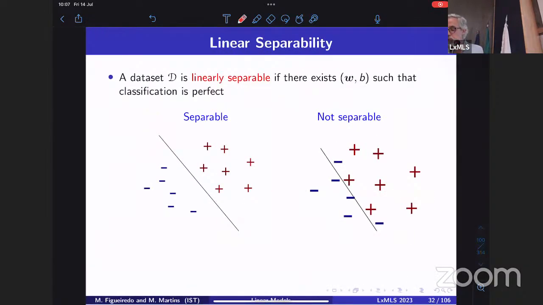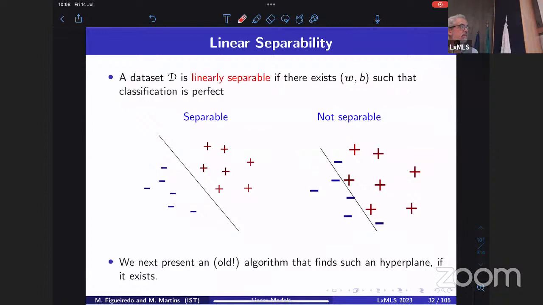Okay, so first of all, a very important distinction is data that is separable and data that is not separable. I say that the data set is separable if there is at least one linear boundary that separates the points in class minus one and class plus one without any mistake, okay? And it's non-separable if no matter what line I put in there, I cannot do it. That's not linearly separable, because separability depends on the class of models that I'm considering. In this case, it's linear separability. If I allowed other sorts of functions, then I would need to say that this is not separable under this class of functions. But in this case, it's just linear separability. So of course, the one on the right is not linearly separable. What we'll present next is a very old algorithm, from the 50s, that is able to find such a hyperplane if it exists.